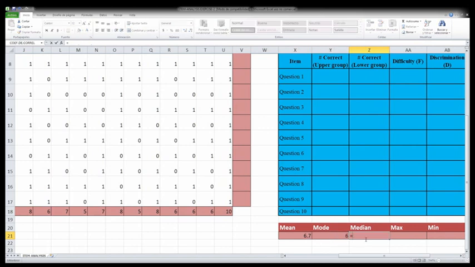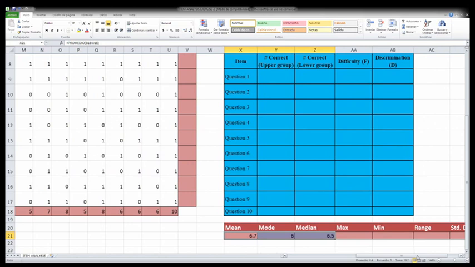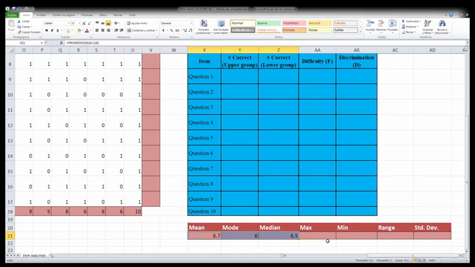Then again, MEDIANA, and if I remember, it was B18 through U18. You can see how my cells are selected. And then enter. So the median is 6.5. So right here, I am seeing that the results that my students obtained are not very good. Now let's look at the maximum, the minimum, the range, and the standard deviation.